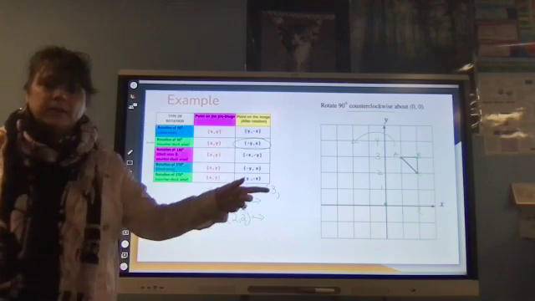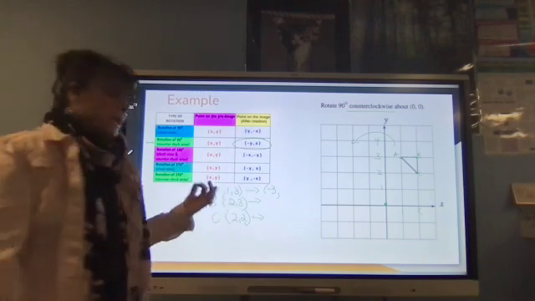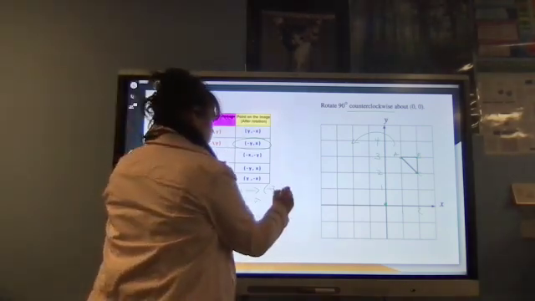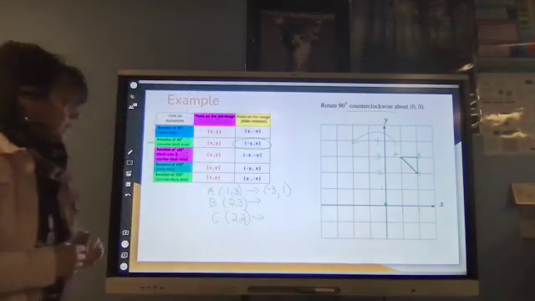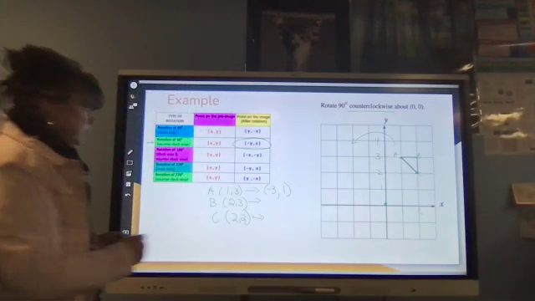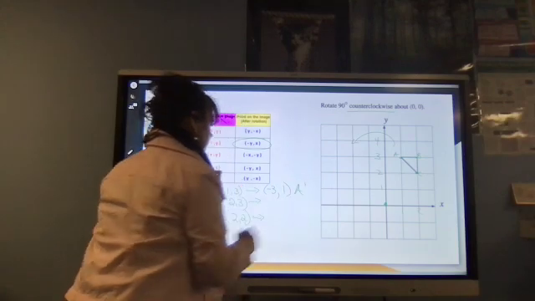Our new y value is going to stay the same as our original x value. So this just stays negative 3, 1. That is our rotated image. So that's our A prime.